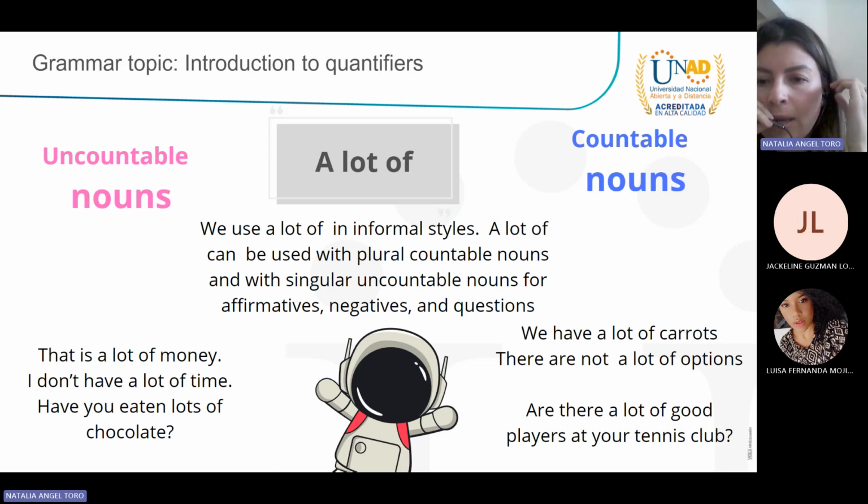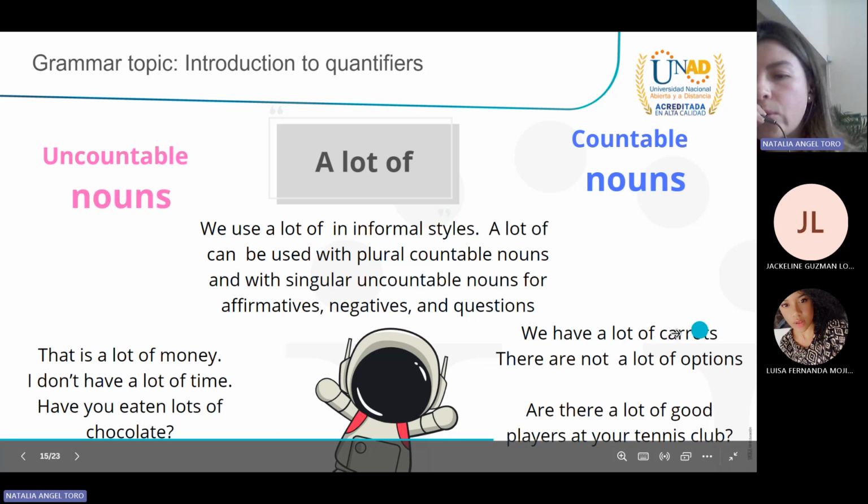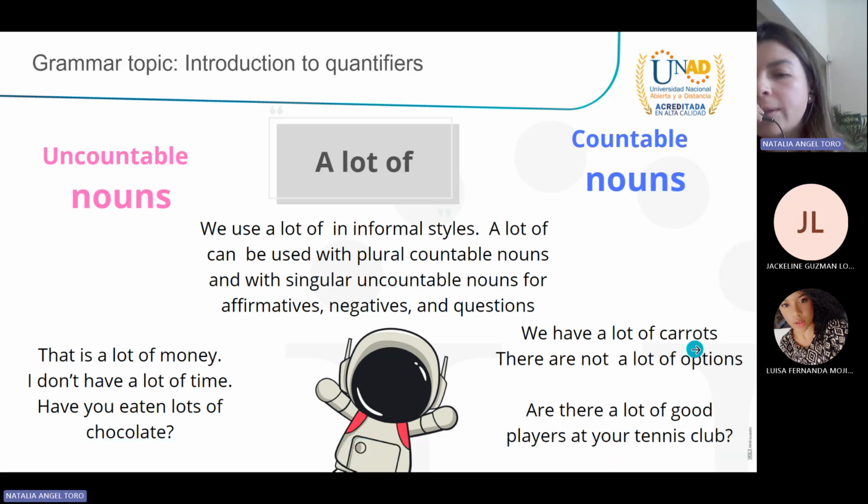And the same happens with countable nouns. We have a lot of carrots. There are not a lot of options. Are there a lot of good players at your tennis club? And a lot of is like saying in Spanish, un montón de, por eso decimos que es informal. No decimos demasiado o bastante, sino un montón.